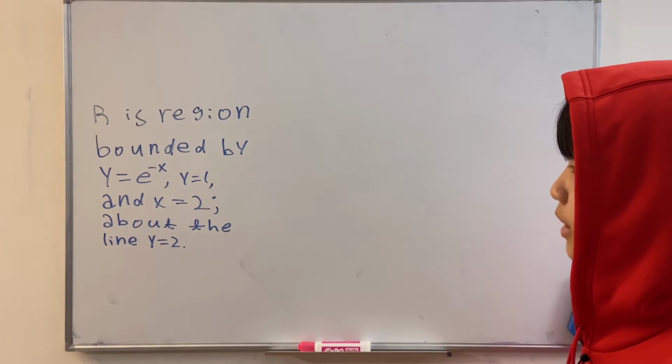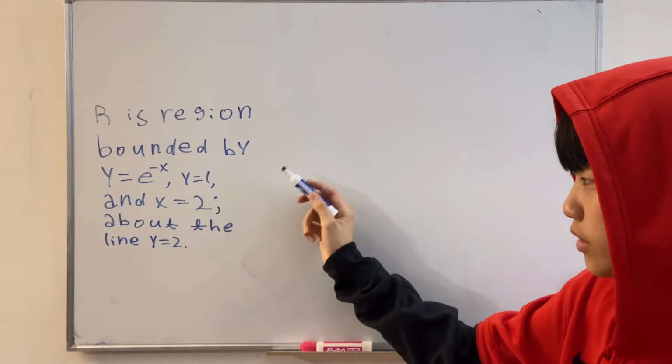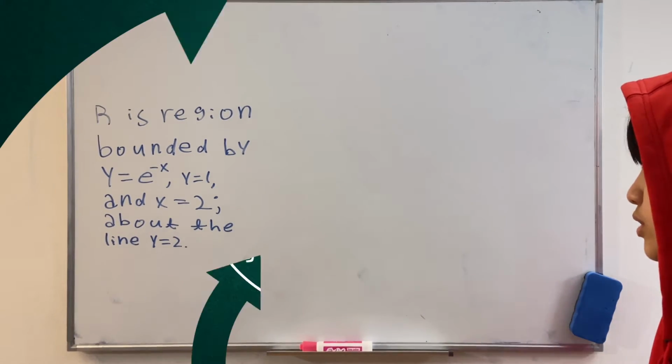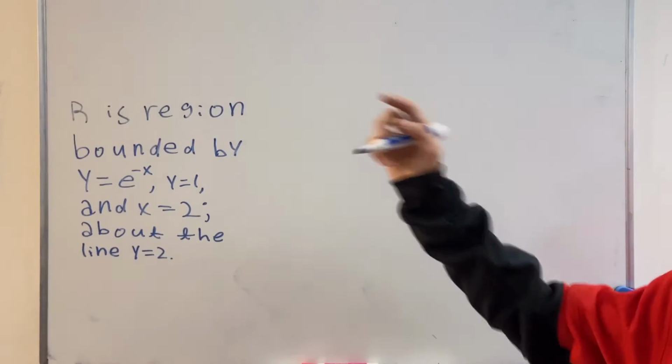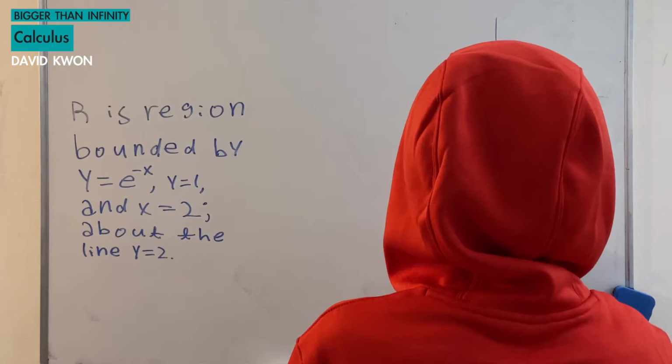R is the region bounded by y equals e to the power of negative x, y equals 1, and x equals 2, about the line y equals 2. To solve problems like this, I will graph it out first.